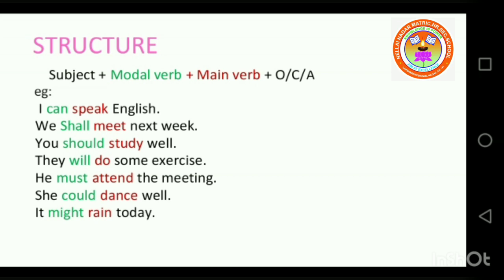So, my dear students, the green color words are called modals and the main verbs are given in maroon. So this is the correct structure of using the modals. So modals should be used before the main verb.